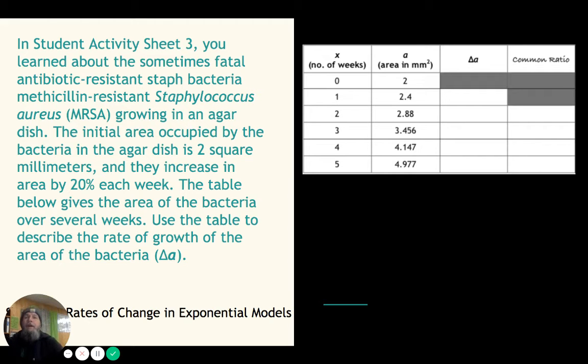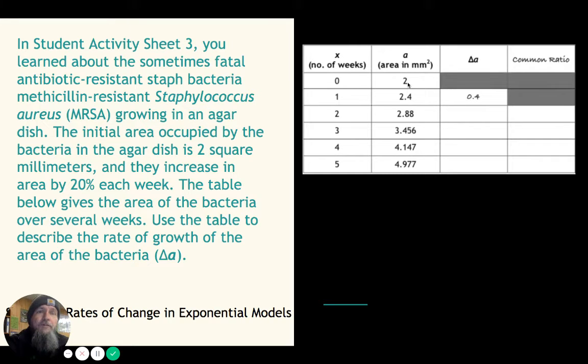So, in Activity 3, we learned about a sometimes fatal antibiotic-resistant staph bacteria, methicillin-resistant Staphylococcus aureus, or MRSA, growing in an agar dish. The initial area occupied by the bacteria in the agar dish is 2 square millimeters, and the area increases by 20% each week. The table below gives the area of the bacteria over several weeks. We're going to use the table to describe the rate of growth of the area of bacteria, which is the change in A.